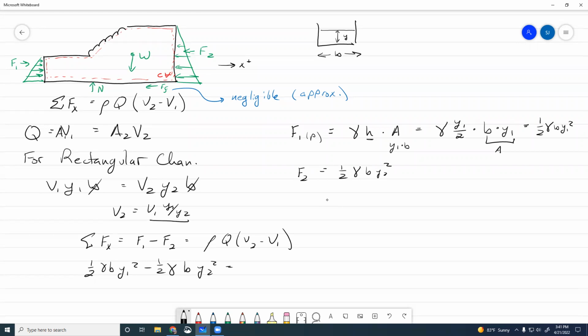we said Q. Oh yeah, we need to solve for Q for one of these things, right? So Q is going to be equal to A times V, and we'll put it in terms of y1 V1. So y1 B V1. And then we already solved for V2 in terms of V1, so we're putting everything in terms of V1. So V2 is going to be V1 times y1 over y2 minus V1.